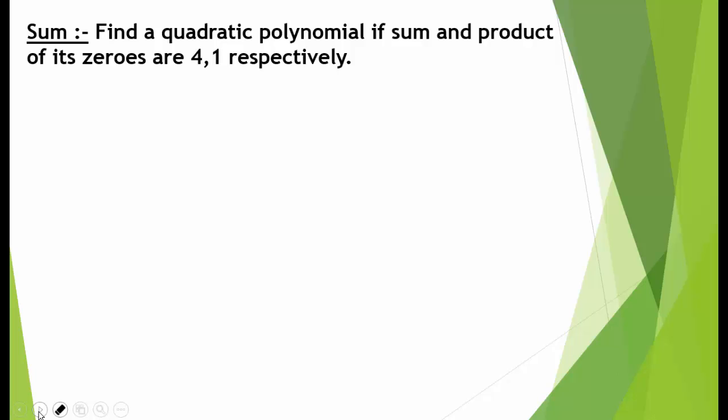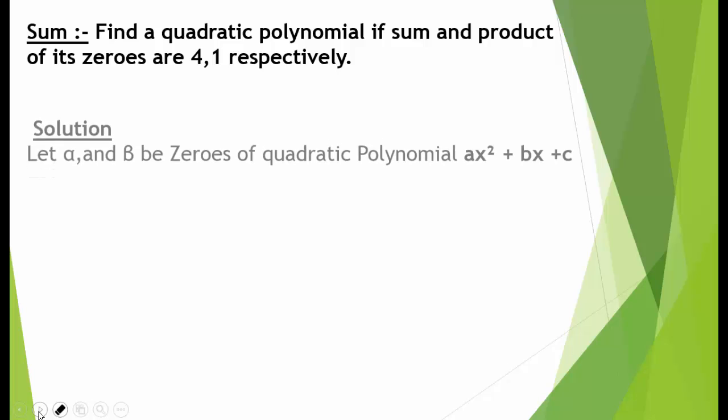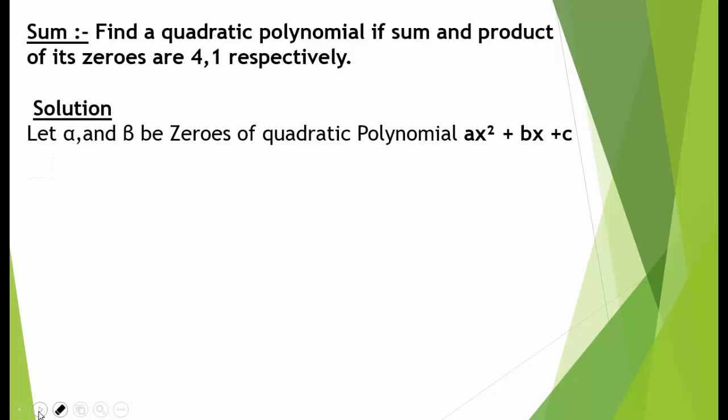Now find a quadratic polynomial if sum and product of its zeros are 4, 1 respectively. आपको क्वाड्रेटिक पॉलिनोमियल फाइंड करनी है जिसके आपको जीरोस का सम और प्रोडक्ट दिया हो. तो आपको पता है सम ऑफ zeros means alpha plus beta. Let alpha and beta are the zeros of quadratic polynomial. Say if this is my quadratic polynomial, then I have alpha and beta as the zeros.